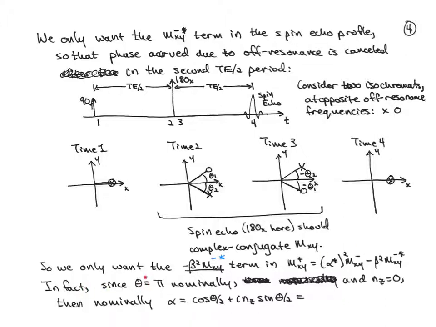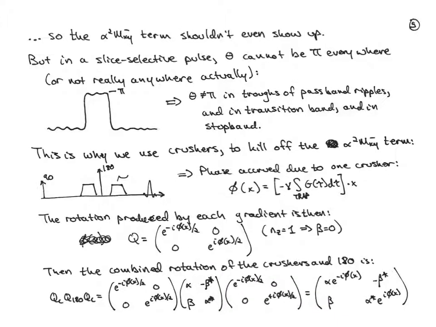So in fact, since theta equals pi nominally for a refocusing pulse, and NZ is 0, then nominally the alpha rotation parameter is 0 anyways, right? Because if we plug in pi here, then we get cos of pi over 2, which is 0, and NZ is 0 because there should be no overall Z component to the refocusing axis for the overall pulse, and so we should get 0 anyways. And in that case, the undesired alpha squared Mxy minus term won't even show up.